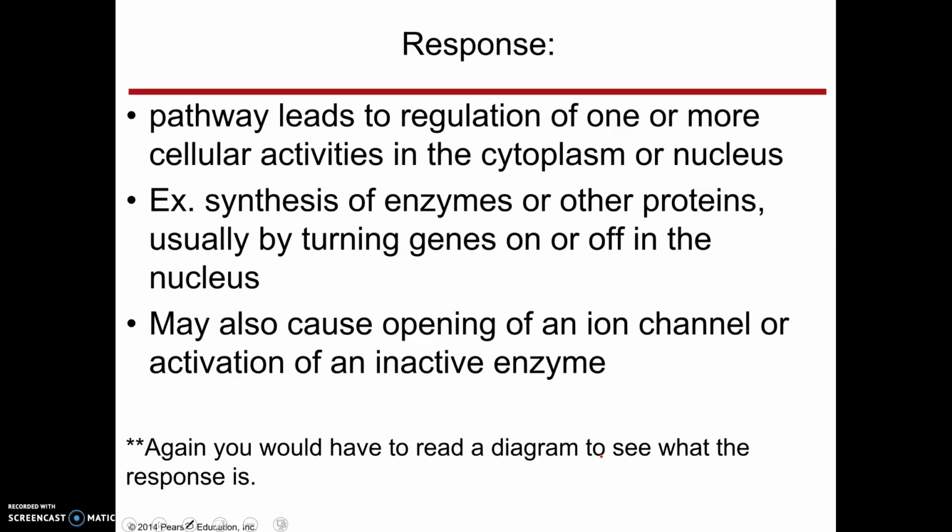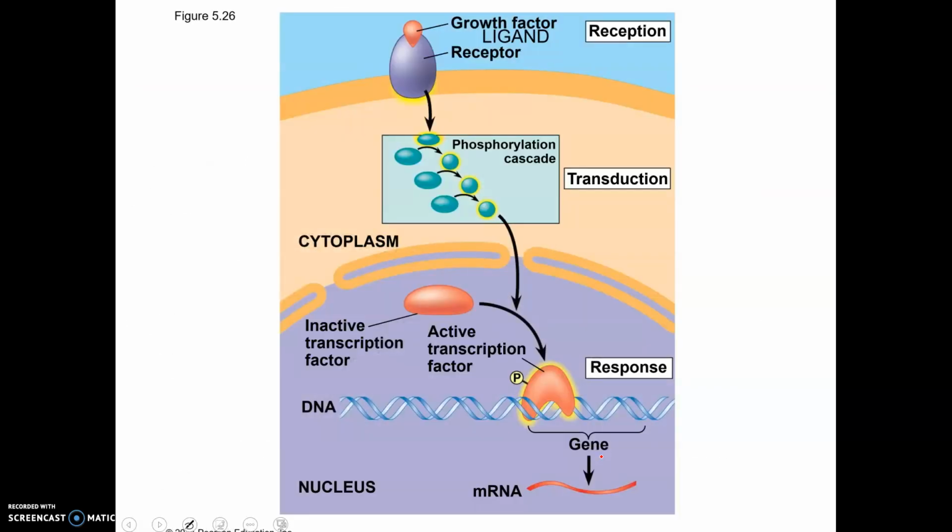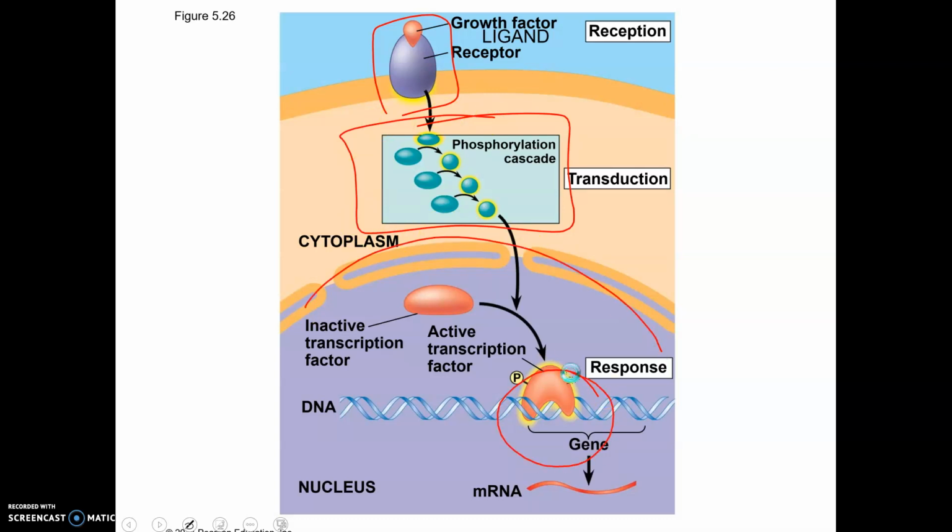It depends on the hormone. It could be to turn on a gene to make an enzyme or a protein of some kind. It could cause an ion channel to open. It can activate an inactive enzyme. It could cause you to break something down. There's lots of things it could be. So here's a summary. This is our reception, this is our transduction, and then this is our response, in this case turning on a gene.